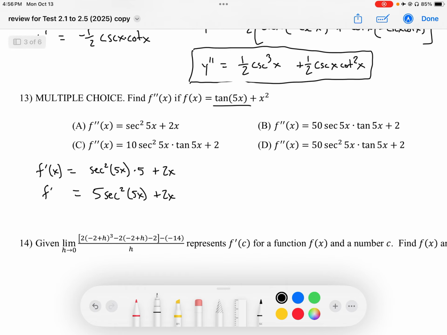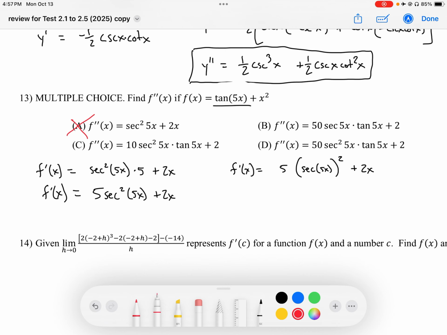So now we need to find the second derivative by taking the derivative of that. So we're going to get rid of this because that's almost identical to f prime. That's definitely not f double prime. So it's definitely not going to be that. Whoopsie daisy. Definitely not going to be this. Okay, good. Now let's find the second derivative. So I'm going to rewrite f prime as 5 times secant of 5x all squared plus 2x.